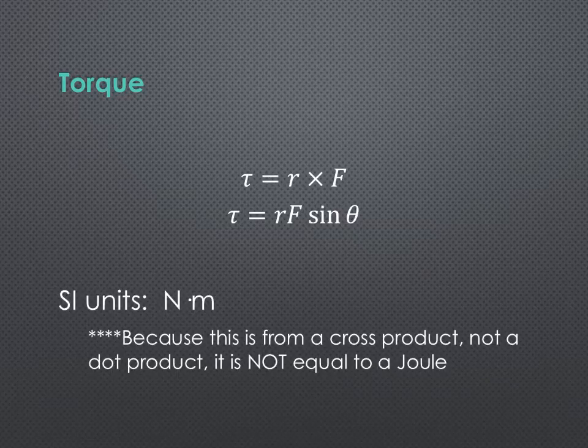And here's a huge caveat. Newton meters, you might remember that if you take a force times a distance, you get work, which is measured in joules. This unit is from a cross product, not a dot product. Remember that force had to be in the same direction as your displacement. So this is not equal to a joule. The units for torque must be Newton meters.